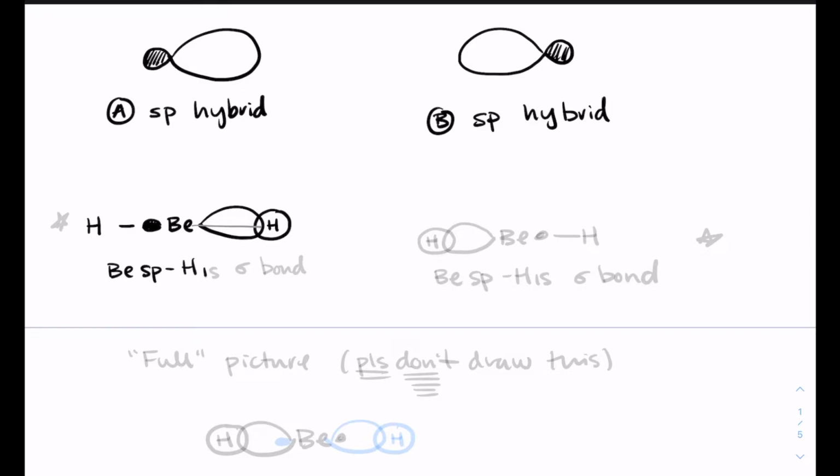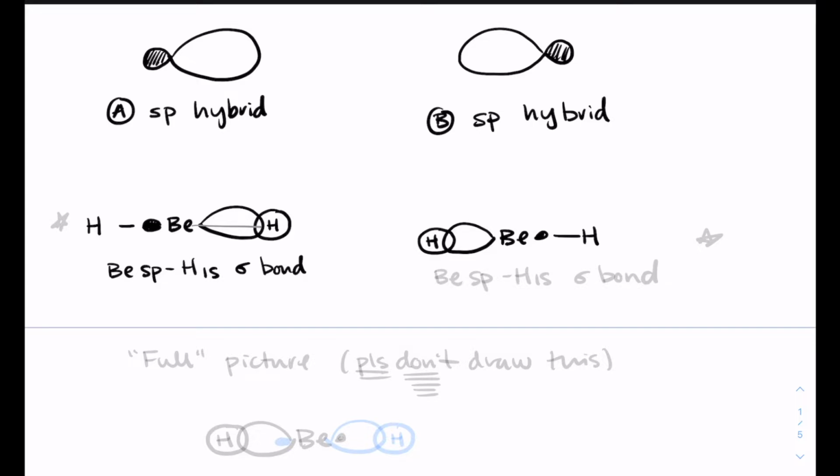This, with the stars around it, is how you will be asked to draw the pictures. This is how I would like you to draw and label the pictures. Below it, I do have a full picture because I don't want you to forget that these are happening on the same atom. They're all centered around the same central atom. We're providing the geometry around beryllium.